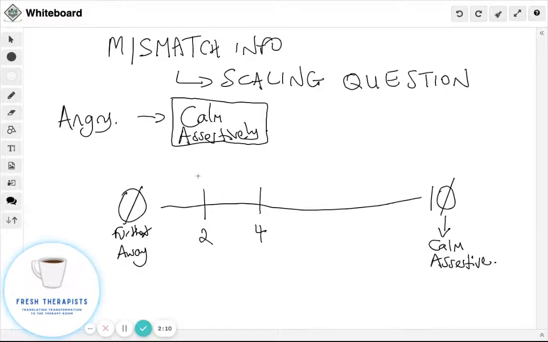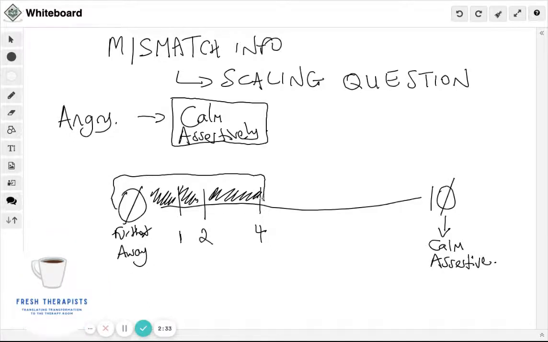Now, what that allows you to do, let's say they did say 2, or let's say they even say 1, there is something going on in between the 0 and the 1. Or in between the 0 and the 2, or in between the 0 and the 4, if they've said that. And this bit here is quite juicy, because this is where the mismatches are. Maybe not all of the mismatches, but certainly a whole bunch of mismatches are here. And so you can follow up the scaling question by asking, what puts you so high? Even if it's a 1. What puts you at a 1, say, rather than a 0?